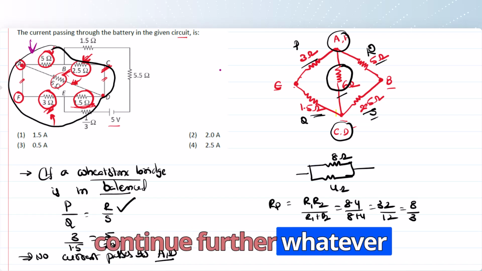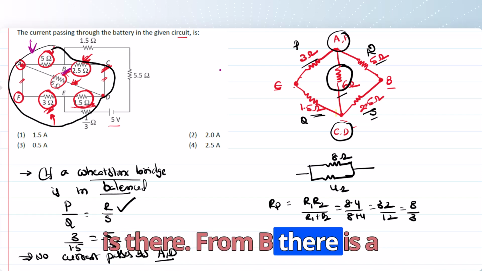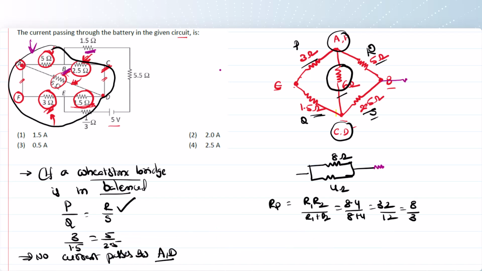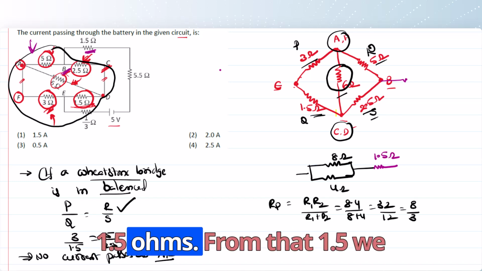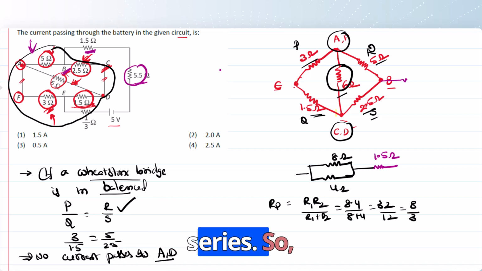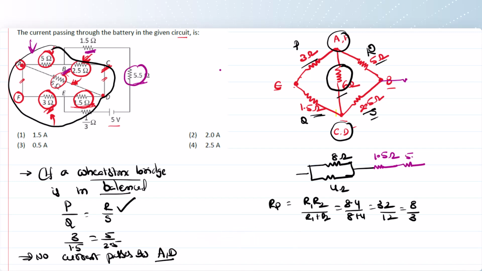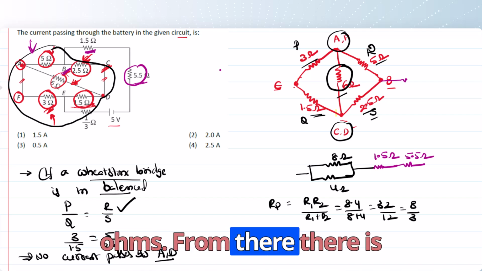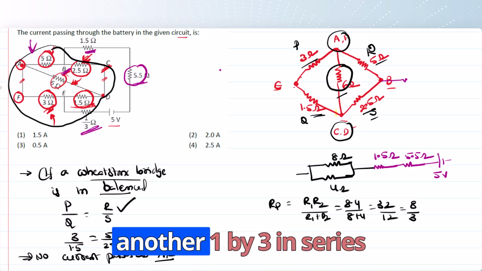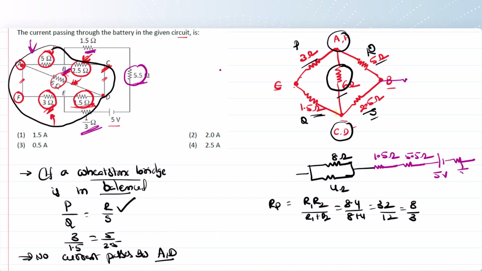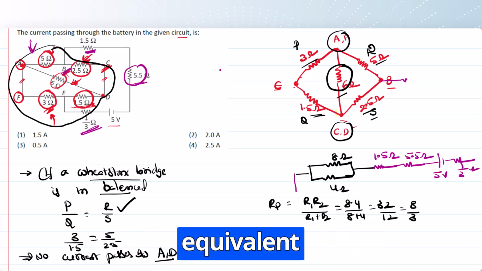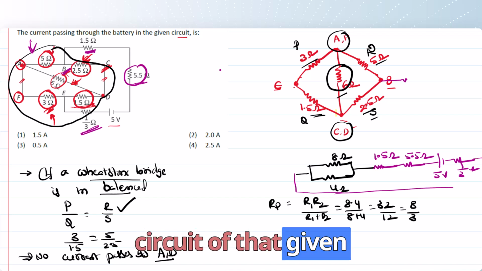Now I can continue further with the remaining circuit. From B, there is a resistance of 1.5 ohms. From that 1.5, we have another 5.5 ohms in series. From there, there's the battery of 5 volts. From there is another 1 by 3 ohms in series, and that 1 by 3 comes back and connects to the circuit. So this is the equivalent circuit of the given problem.